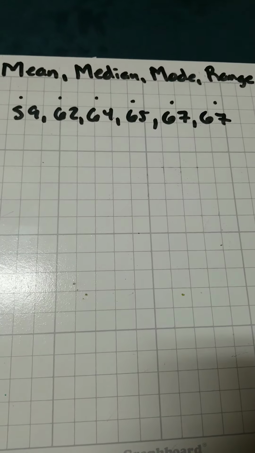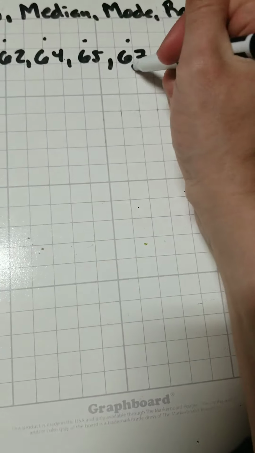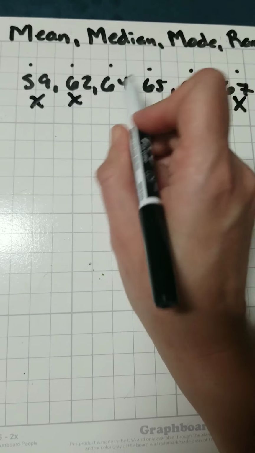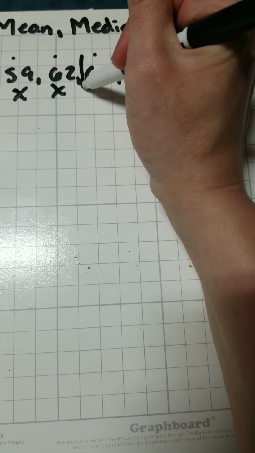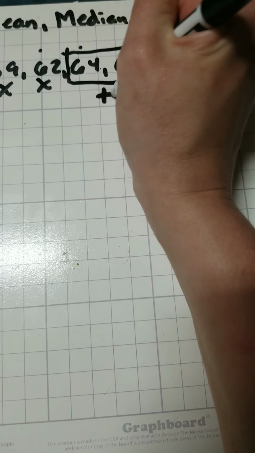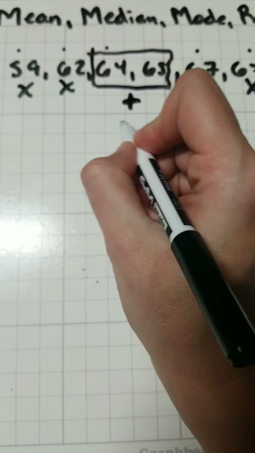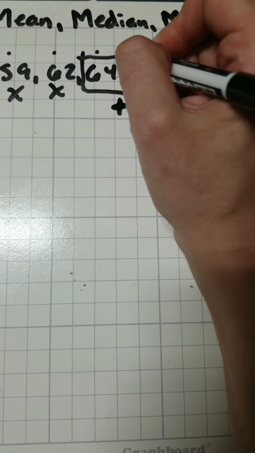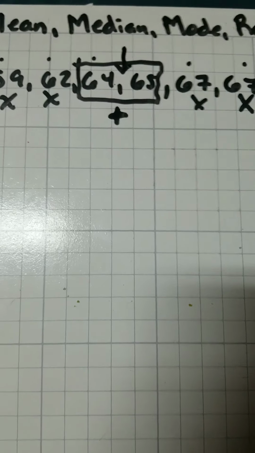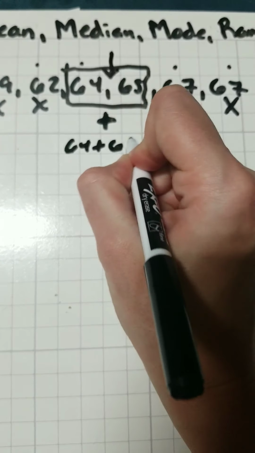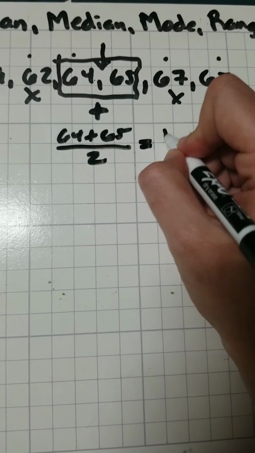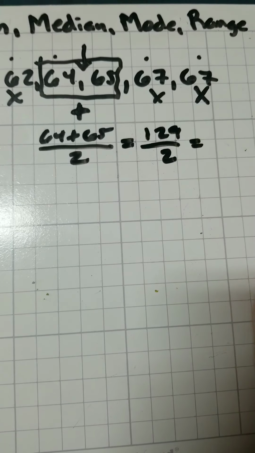The median is the number in the middle. So all I have to do is mark out outer, outer, outer, outer until I find what number's in the middle. You notice that there's 2 numbers left in the middle, right? So when there's 2 numbers left in the middle, you're going to take those 2 numbers and add them together. And then you're going to divide by 2, because you want to know which number is halfway between these 2 numbers. So I do 64 plus 65, and I'm going to divide that by 2. 64 plus 65 is 129, divided by 2.